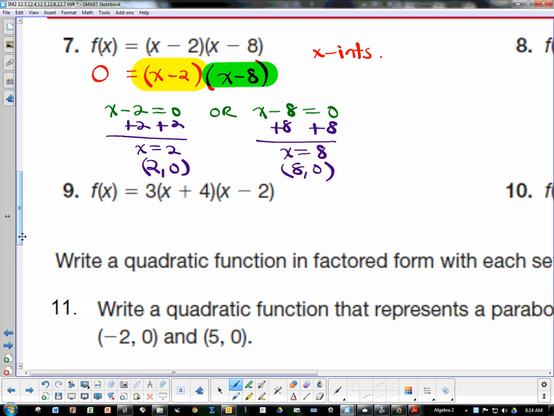Okay, they're going to try to throw a wrench in the works right now. They're going to try to fool you by putting a 3 in here. Does that matter? No, it doesn't matter at all when you're finding x-intercepts. Okay, listen to my next question. Would anyone like to see why it doesn't matter? Okay, watch.